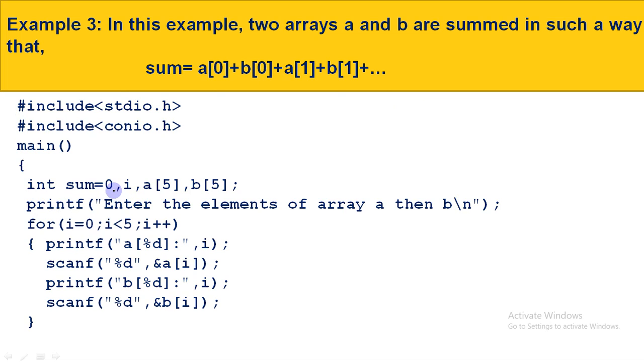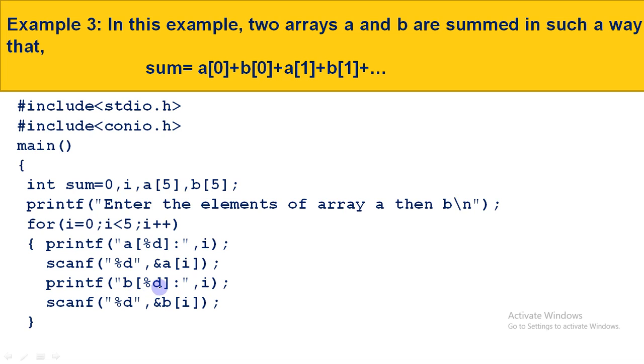Integer sum equal to 0. This is initialized with 0 because it is an accumulator. I is used to run the for loop, with a of I and b of I, 2 arrays. I enter the elements of array a and then b. Printf a of percentage d, a of I, so a of 0 will be printed, and the cursor will be blinking over here. The user will enter the first value. The first value will go to a, and scanf is done over here immediately.